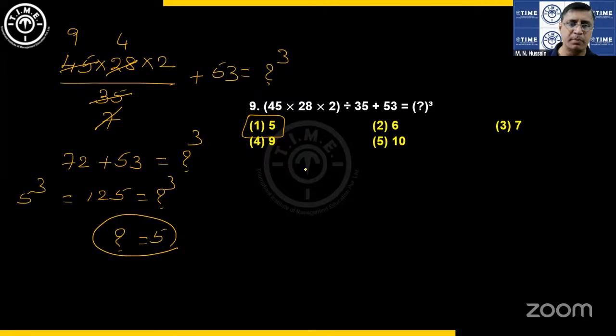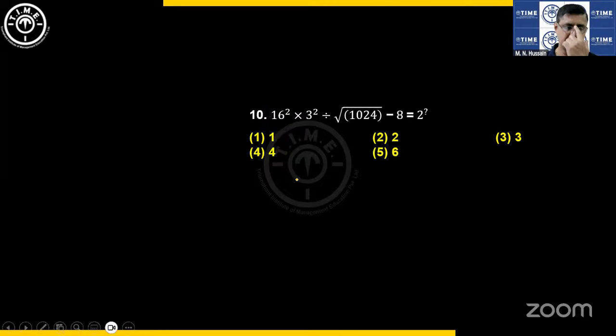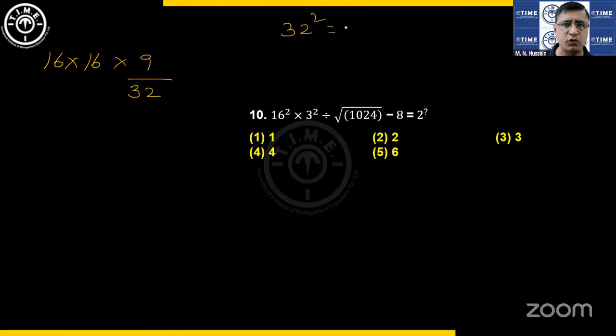Next, question number 10 on your screen. 16 square into 3 square. 16 square means 16 into 16, that is 256. Into 3 square, that is 9. Divided by 1024. 1024, that is a 32 square. 32 square is equal to 1024.